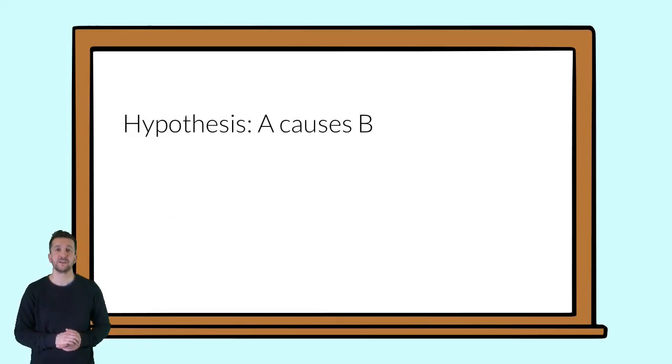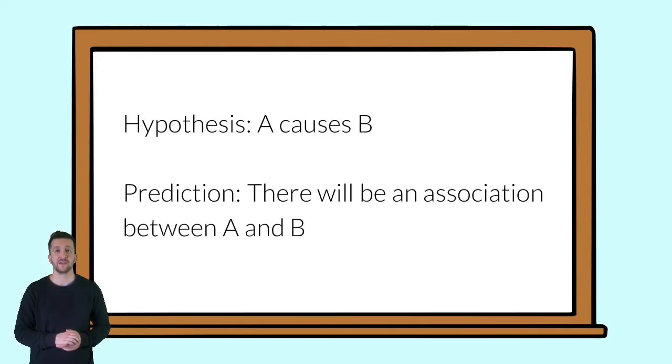The hypothesis generates two predictions that I want to focus on. First prediction is that if A causes B, then there'll be an association between A and B. So as a researcher, to test this prediction, what you would do is get a measure of A and a measure of B. You'd then run an analysis to see whether or not there is an association or correlation between your measure of A and B.